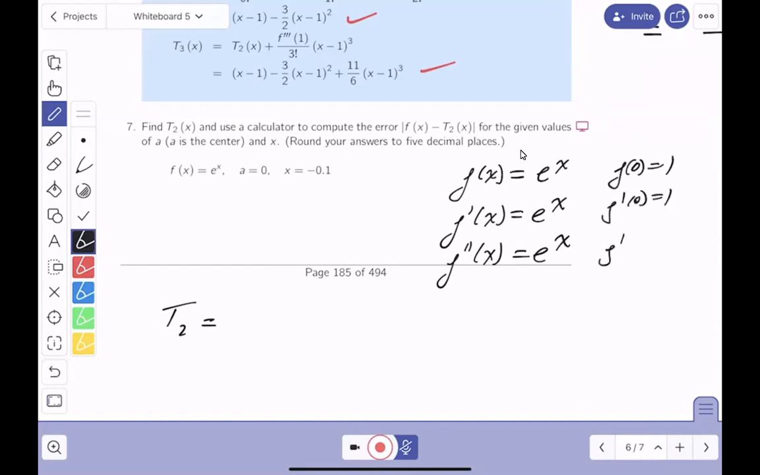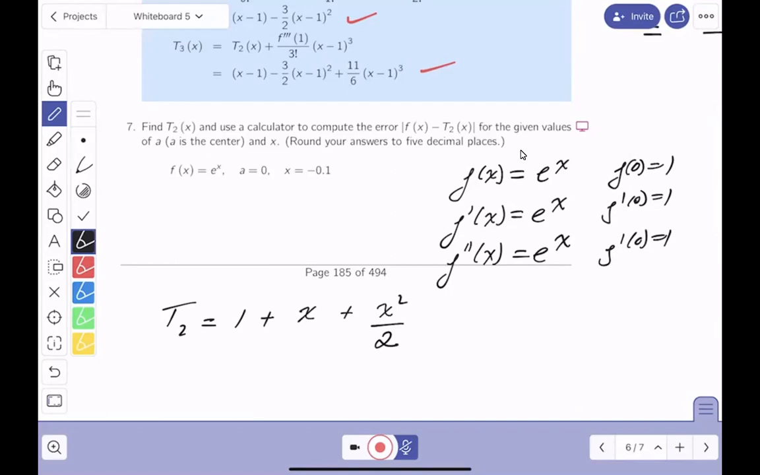I could do all of these all day long too. Well, that's a nice one. It's going to be 1 plus, let's see, x minus 0, which is x, plus x squared over 2. Okay, so I want to point out what this is.